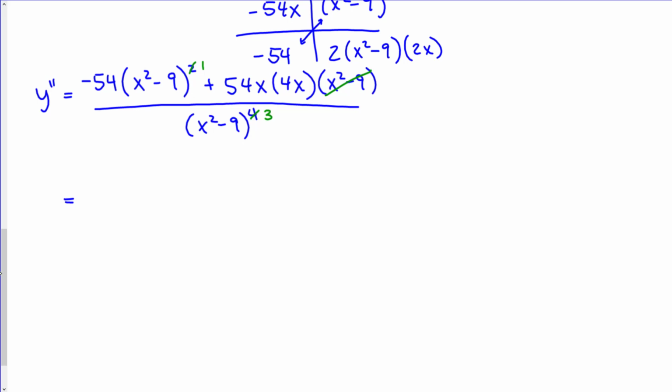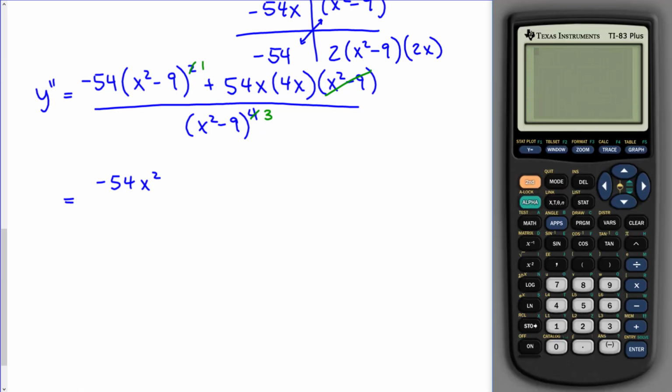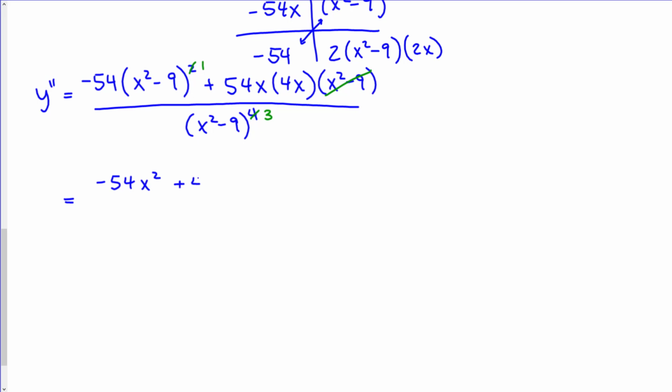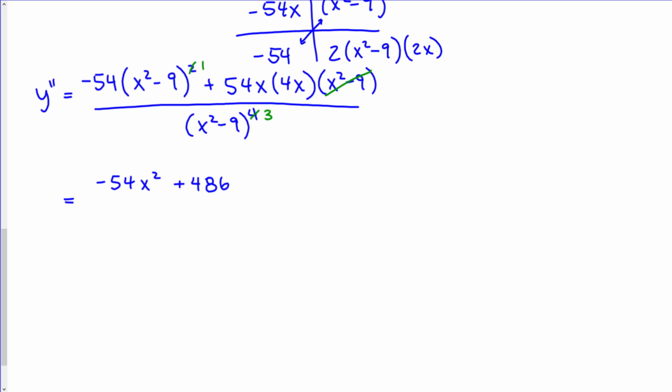-54 I need to distribute, and we'll need to use a calculator for that, but let's see what happens here. Alright, so -54 times x squared is -54x squared. -54 times 9, just grabbing my calculator here. Alright, -54 times 9 is -486. So plus 486 because it's negative times negative. Alright, and then 54 times 4, that is, I think, 216. Yeah, 216. So plus 216x squared all over x squared minus 9 to the third.